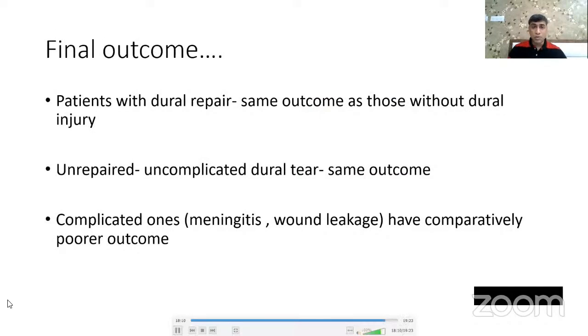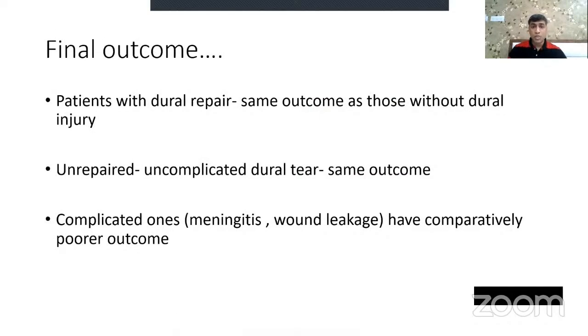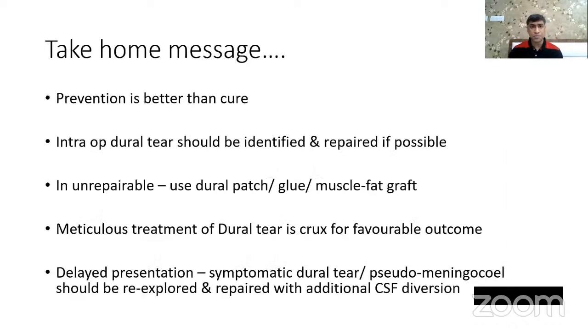The final outcome: if the patient has a good dural repair, the outcome is almost the same as the patient who doesn't have a dural injury. In uncomplicated cases, the outcome is almost the same. But in cases in which it gets complicated, with meningitis or wound leakage, the outcome is not as good as other patients. So my take-home message would be, prevention is always better than cure.